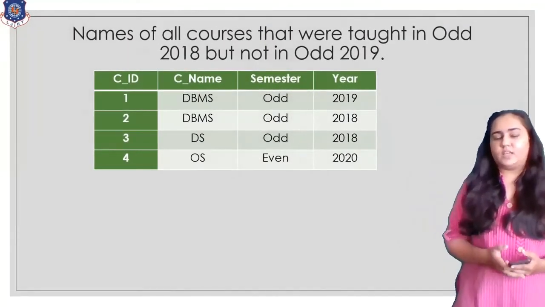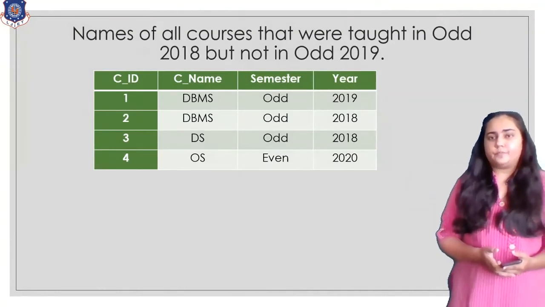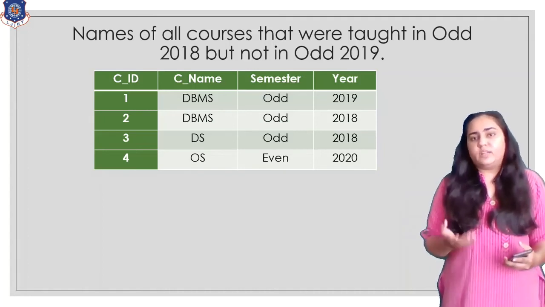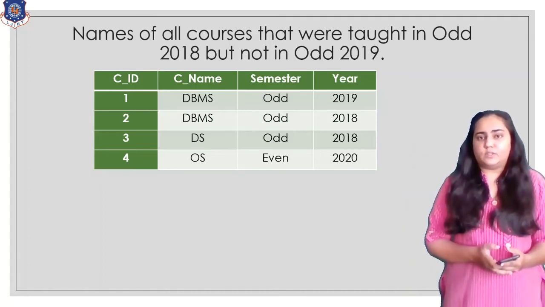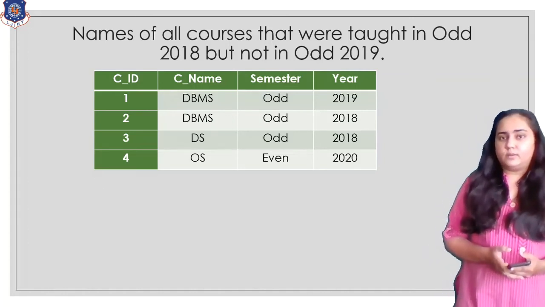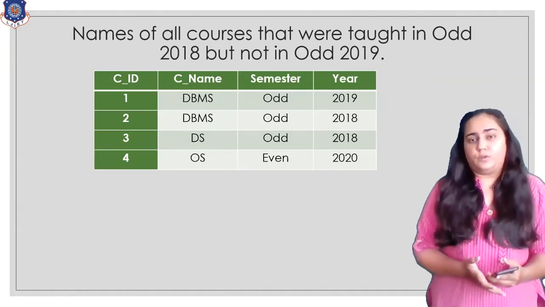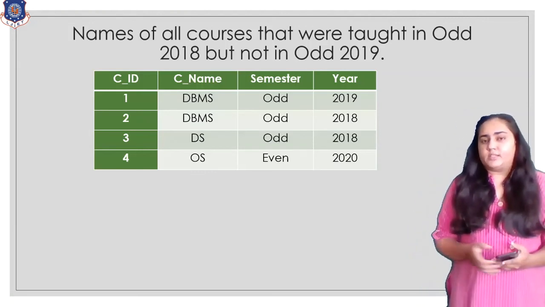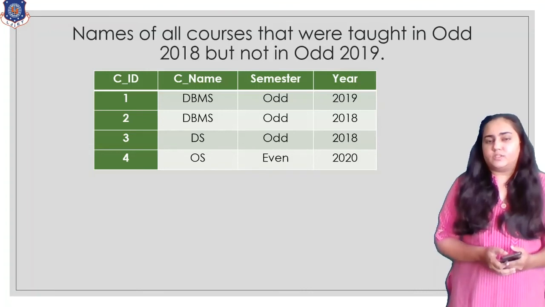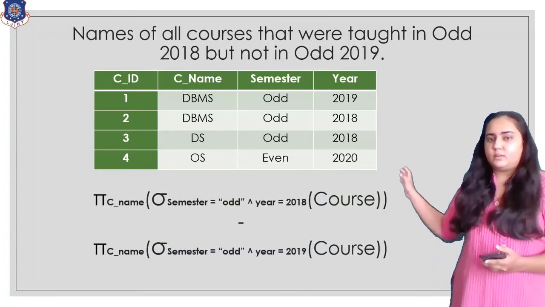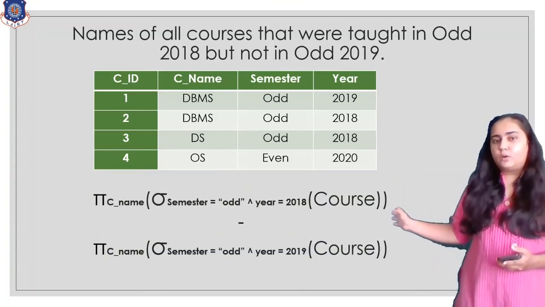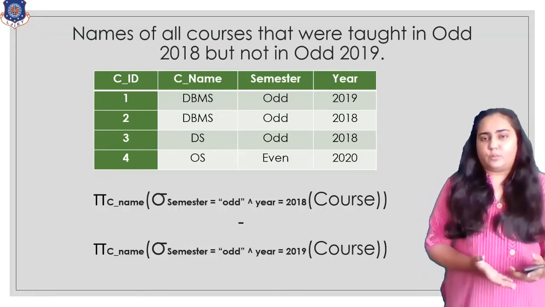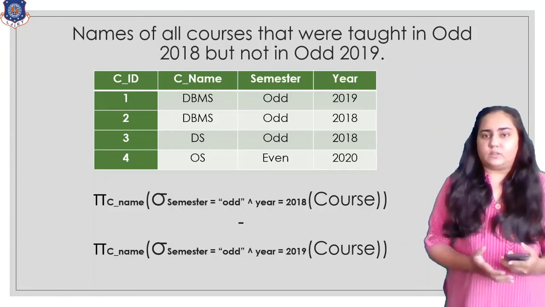Now let's apply the same on this course table. The query is kind of similar to what we did earlier. The only difference is here we are trying to get courses that were taught in ODD 2018 but not ODD 2019. So that's the only difference. And in the query itself, you will not notice much difference. You can see both the queries are the same. The only operation that is changed between them is the minus operation. There was union earlier and now there is minus.